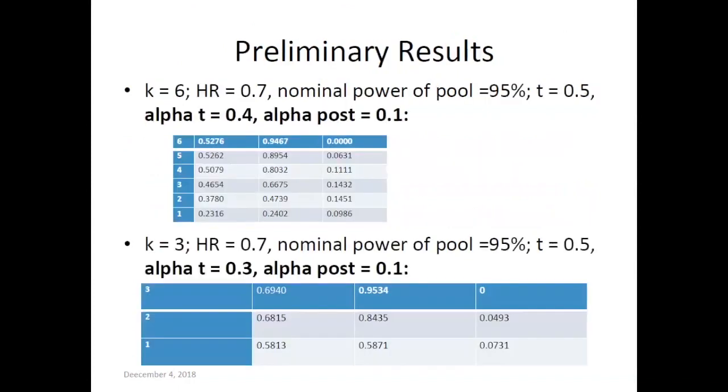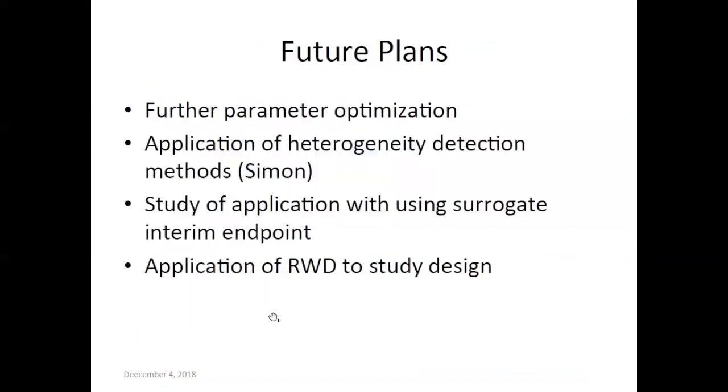So anyway, our preliminary results, well, we have six indications. We power the pool at a very high level, 95%, because we know all these checks are going to reduce the power. We do the interim analysis halfway through. This is all with the same endpoint. And we use these values of alpha at the interim and at the post-check, which we found to be optimal. And we can retain 50% power, but not 80 or 90% power. So you're not really getting six indications for the price of one. You're getting maybe three on average. And if you have a basket with three indications, you can get 70% power. So it's like having two on average. So we want to do further parameter optimization.